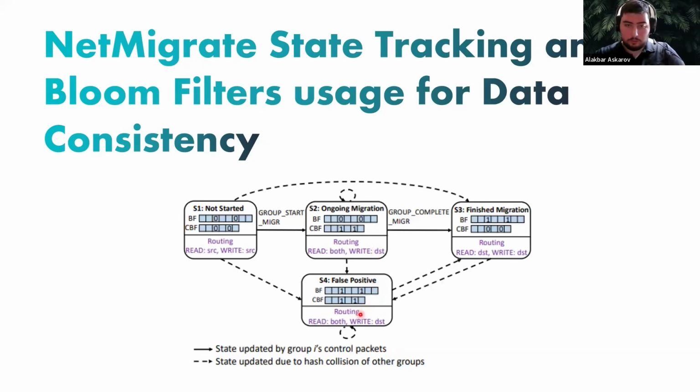Yeah, the same for the false positive. Since they're not sure about what's happening in the system right now, whether it's already migrated or not, to be sure, they send it to both. And when it finishes migrating, they send operations only to the destination.